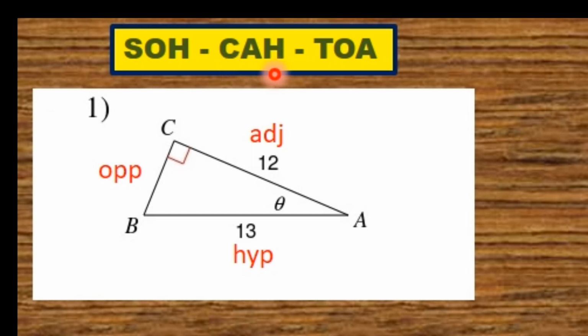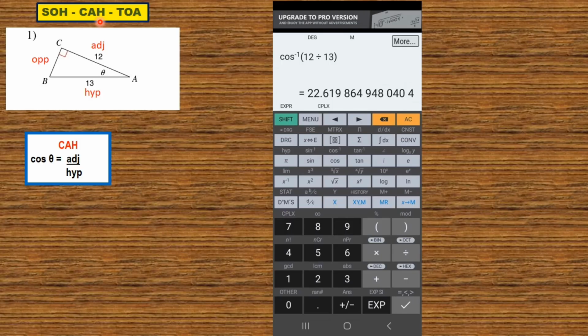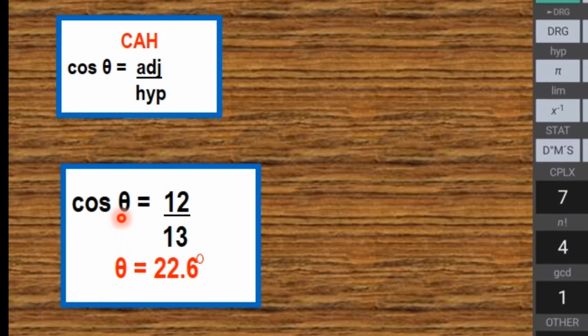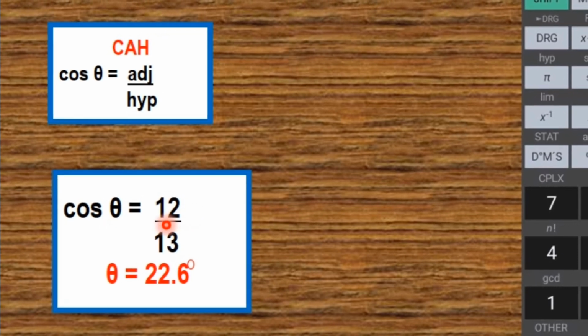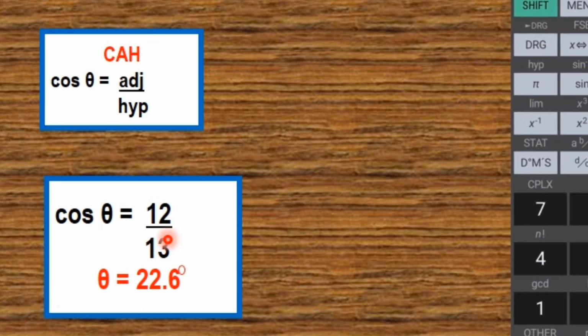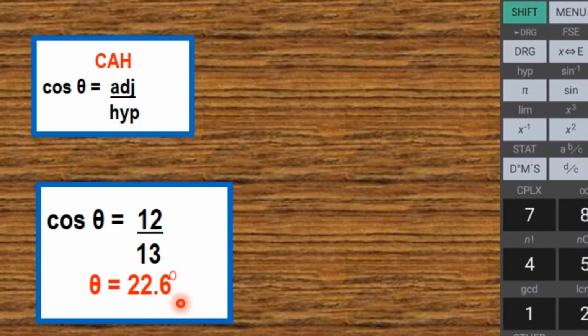Cosine: adjacent over hypotenuse. Then substitute what the adjacent and the hypotenuse are. So cosine theta equals 12 over 13. So the answer is 22.6 degrees.